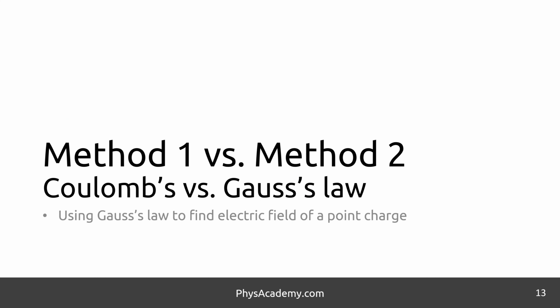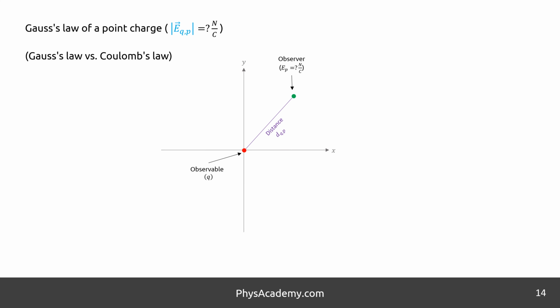Now let's compare the result of Gauss's law with Coulomb's law to double-check them. If Gauss's law is correct, then the final equation for the electric field of a point charge needs to be the same as Coulomb's law. We go back to our original setup for a point charge. The source charge of positive q is right at the origin of the coordinate system. The observer in green is a distance d away from the source. We know that the electric field vectors point outward if there is a positive charge at the origin.